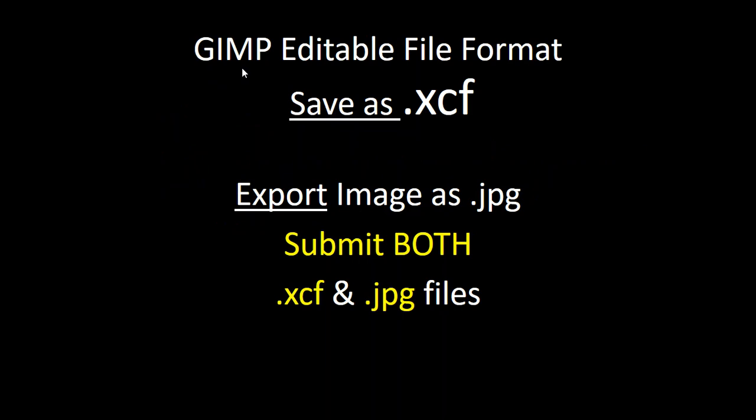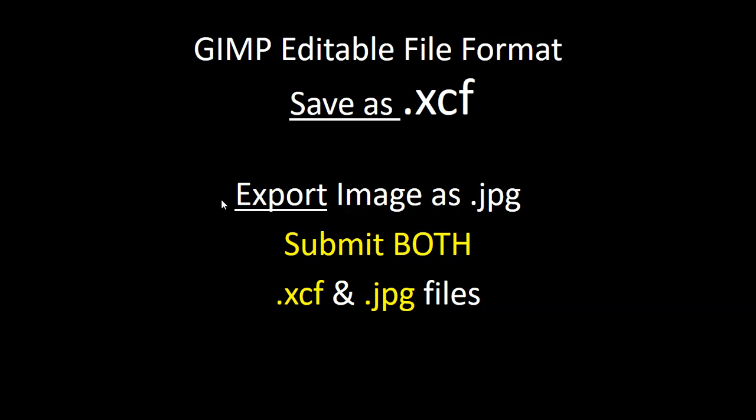GIMP has an editable file format, and so whenever you click save or save as inside the program of GIMP, you are saving it as this file format, the .xcf, okay? When you open the .xcf file format back up in GIMP, it will have all of your work in there. You can go back and manipulate it, make changes, add to it.